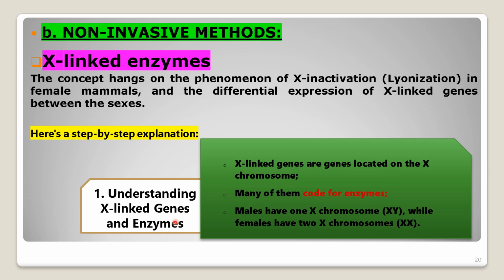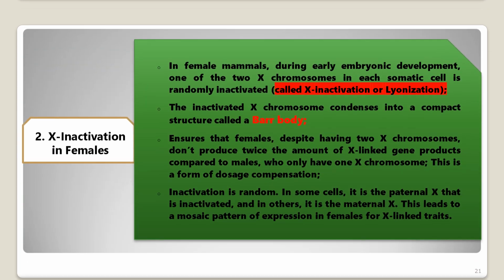First, we have to have an understanding of what X-linked genes and enzymes are. X-linked genes are genes that are located on the X chromosome, and many of them code for certain enzymes. And we recall that males have one X chromosome, while females have two X chromosomes.